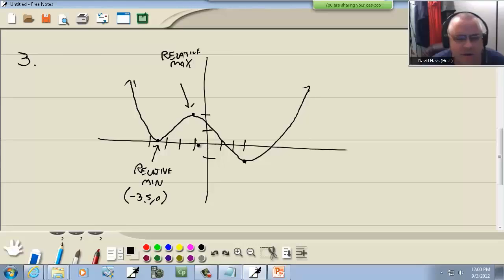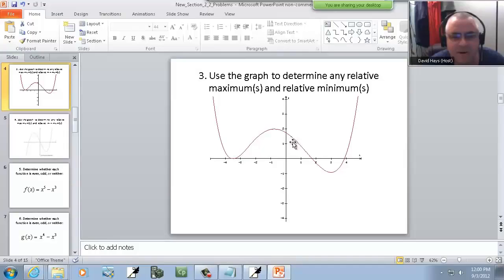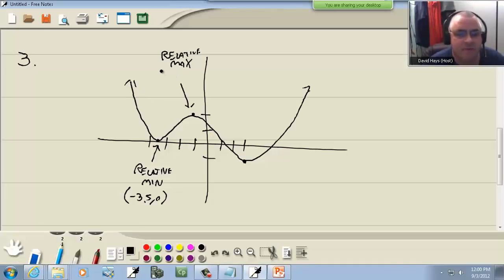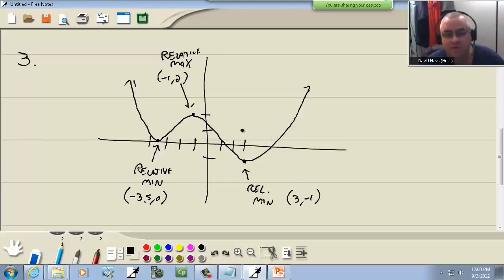And that would be what? -1, 2. Can't hardly see where my tick marks are. And then this over here would be a relative min. And it'll be 3, -1. Again, it's a low point based upon what's around it. So it's going down, and then changes, and it's going up. So those would be our three answers.